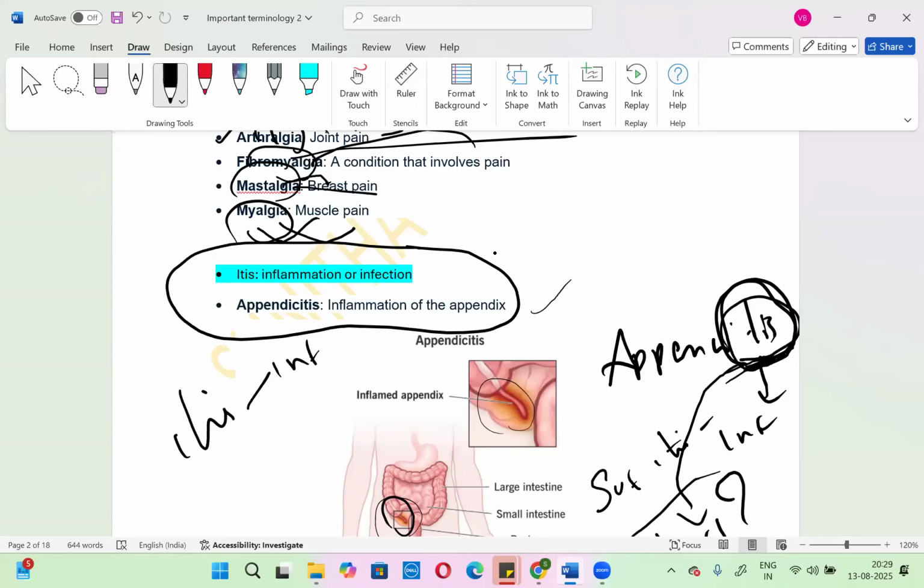Itis is nothing but inflammation or infection. Appendicitis. Inflammation of the appendix. And then tomorrow, those who are going to join, I'll be sharing all these notes. Okay. Yes, ma'am.